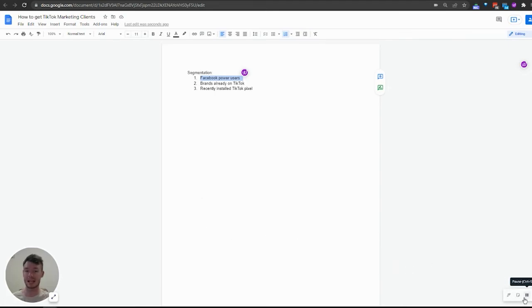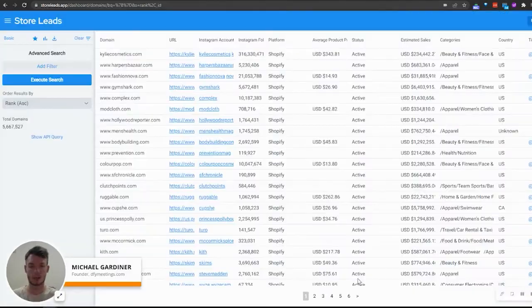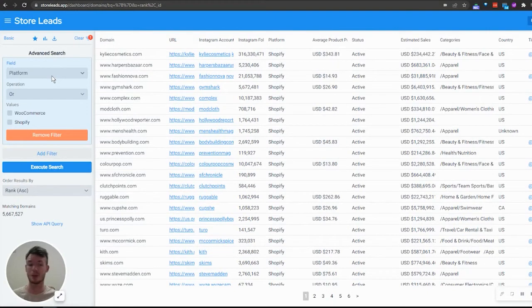So how could we segment these Facebook power users? The first step in finding people who are likely power users on Facebook and have a lot of ads running, to me, would be go to StoreLeads. If you're not familiar with StoreLeads, I have a video on my channel explaining it. It's essentially a tool that allows you to segment stores based off different filters, such as your social followers, technologies installed, employees, and much more. So what I would consider is, what is something that everybody who's doing really well with Facebook ads has in common?